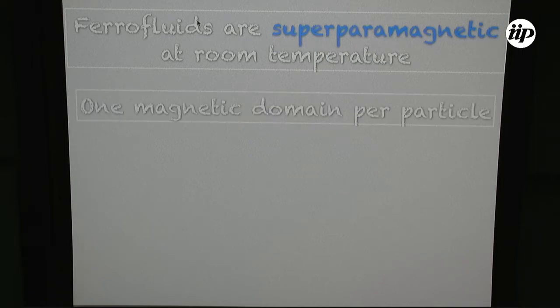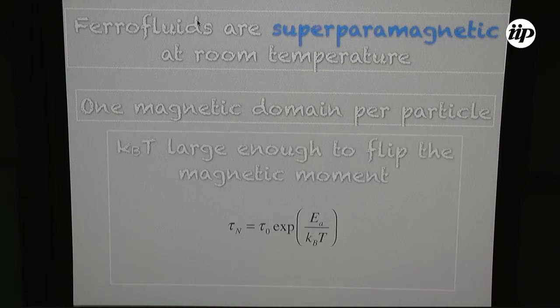And one particle of a grain like this has essentially one magnetic domain per particle. It's so small that you have just one magnetic domain. You don't have more than this in one particle itself. And obviously, if the temperature is large enough, we can have this flip of the magnetic moment inside the particle. These are essentially the anisotropy magnetocrystalline constant and the volume of the particle.